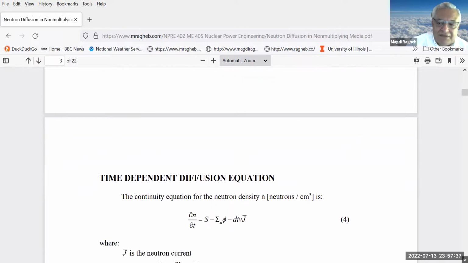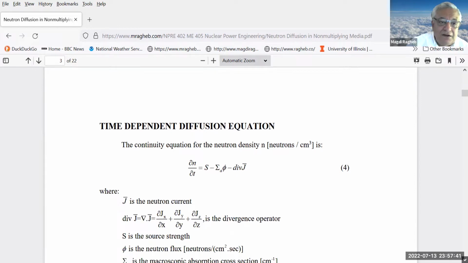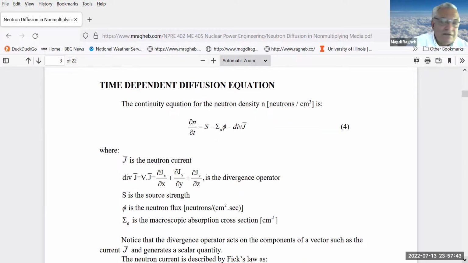All right, so in that case, we have to deal with the, this is for the attenuation of neutrons.